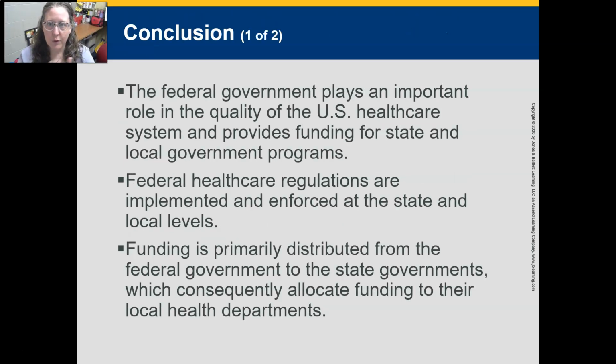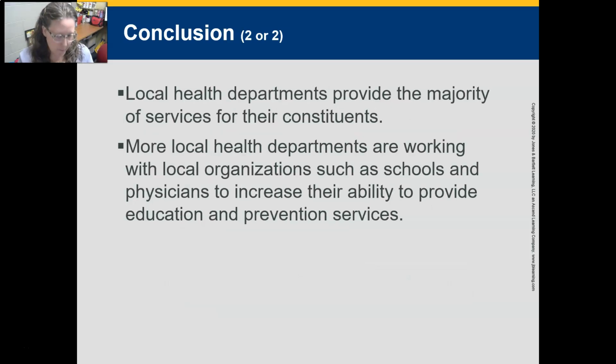So, in conclusion for our Chapter 3 on the government's role, the federal government plays an important role in the quality of the U.S. healthcare system, and it provides funding for state and local government programs. Federal healthcare regulations are implemented and enforced at the state and local levels, and they are kind of like the minimum standards. Funding is primarily distributed from the federal government to the states, and then the state governments allocate funding to their local health departments.